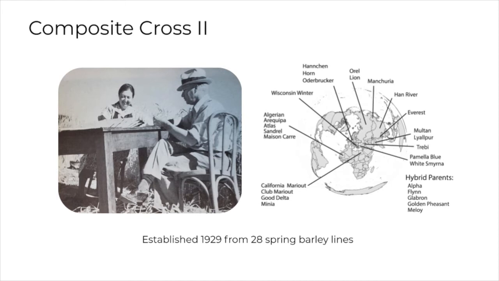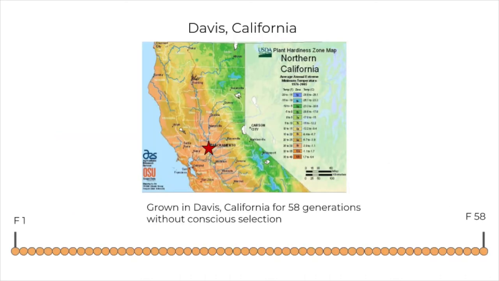The composite cross II population was synthesized in 1929 by Harry Harlan and Mary Martini by crossing 28 landrace parents drawn from major barley-growing areas of the world, pooling their progeny, and growing subsequently produced seed in an agricultural setting in Davis, California, without conscious selection for over 100 years. Seed is kept from each generation, preserving each step in the process of evolution, and allowing us to study the process of adaptation to the warm and dry Davis environment through time.